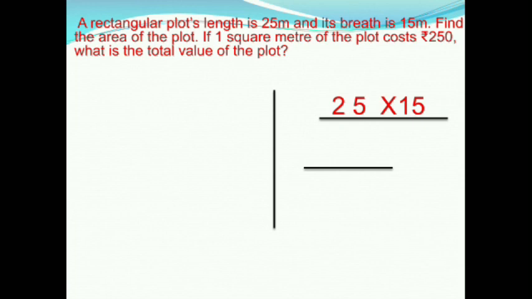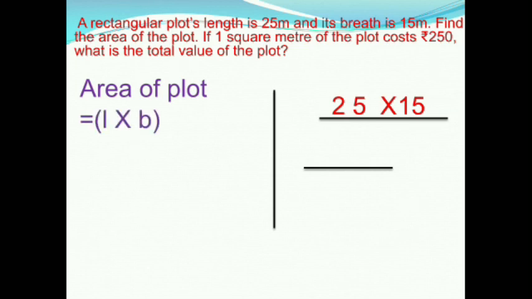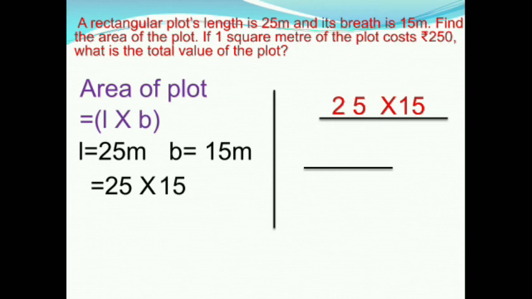What formula can we use to find out the area of the rectangle? Yes, L into B. L means length. What is the length of this float? Yes, 25 meter. B means breadth. What is the breadth of this float? Yes, 15 meter. Now we should multiply 25 by 15.